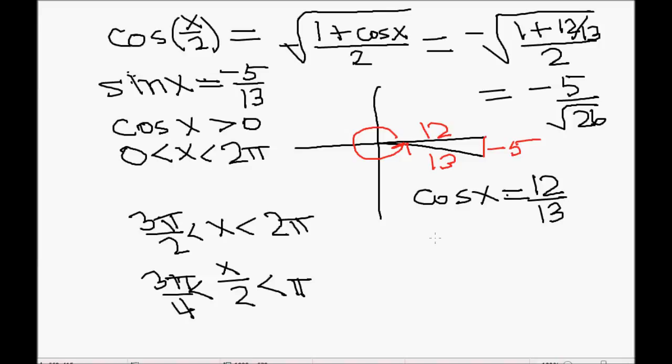And the important thing is that for this particular problem, x over 2 is in the second quadrant, which means I need to choose the negative answer here. It's not both plus and minus. It's either plus or minus. And for this particular problem, it happens to be minus.